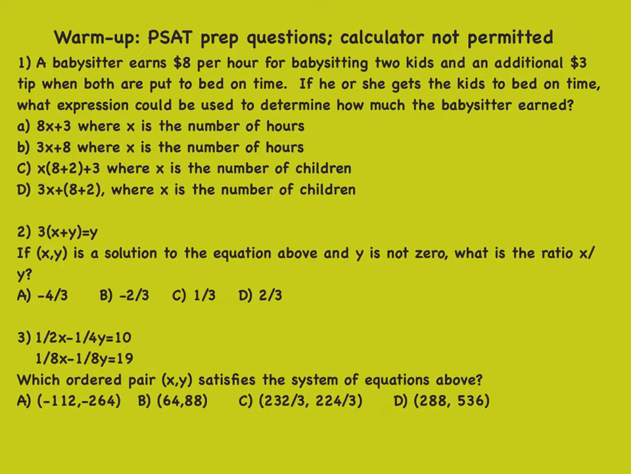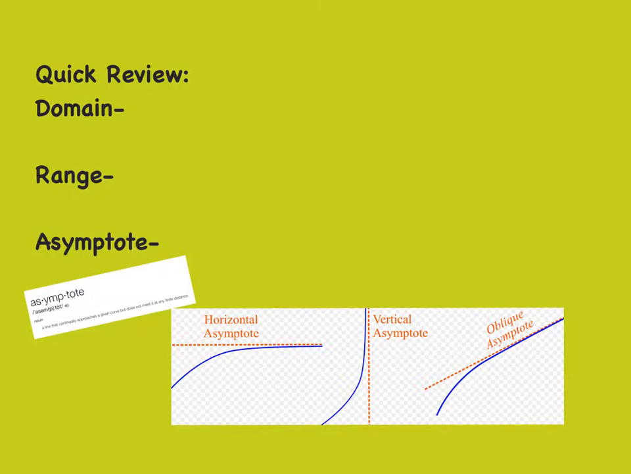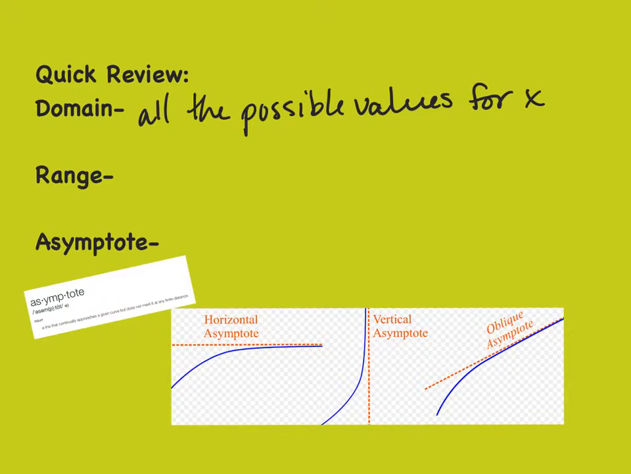As we move on, a couple of quick things when you are dealing with a graph or an equation. You should already have this written somewhere, but the domain is all the possible values of x, and the range is all the possible values for y. Some of those are easy to see in the graph, and some are easier to see when you're talking about the equation.